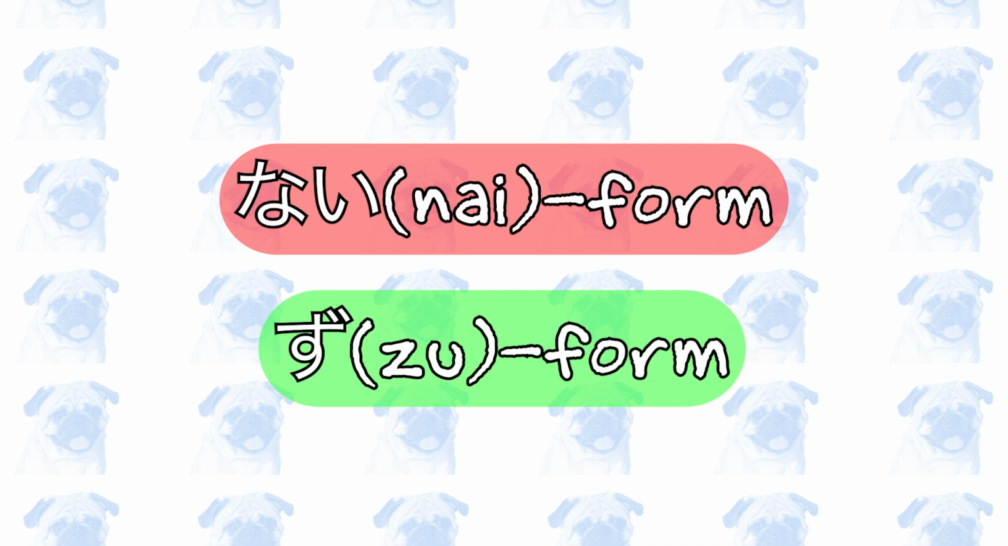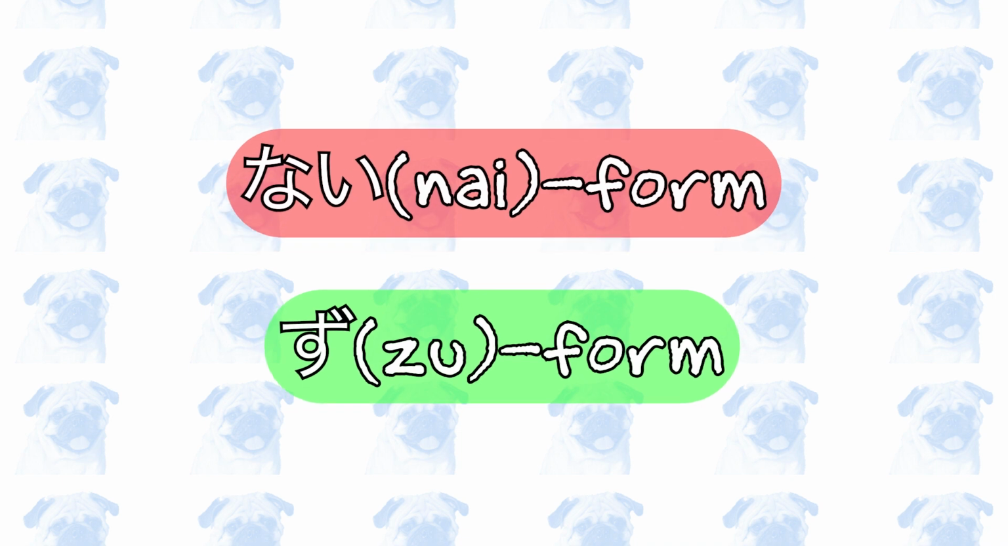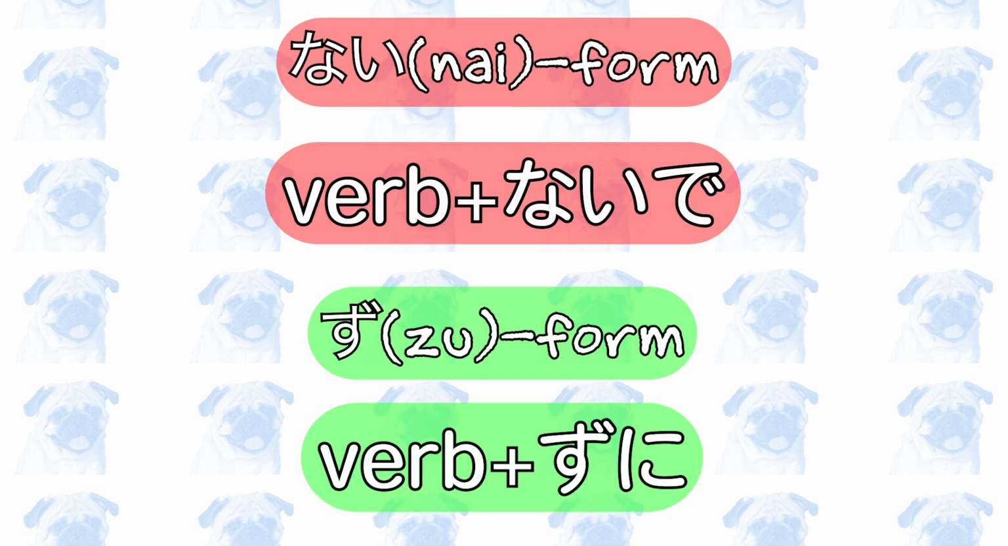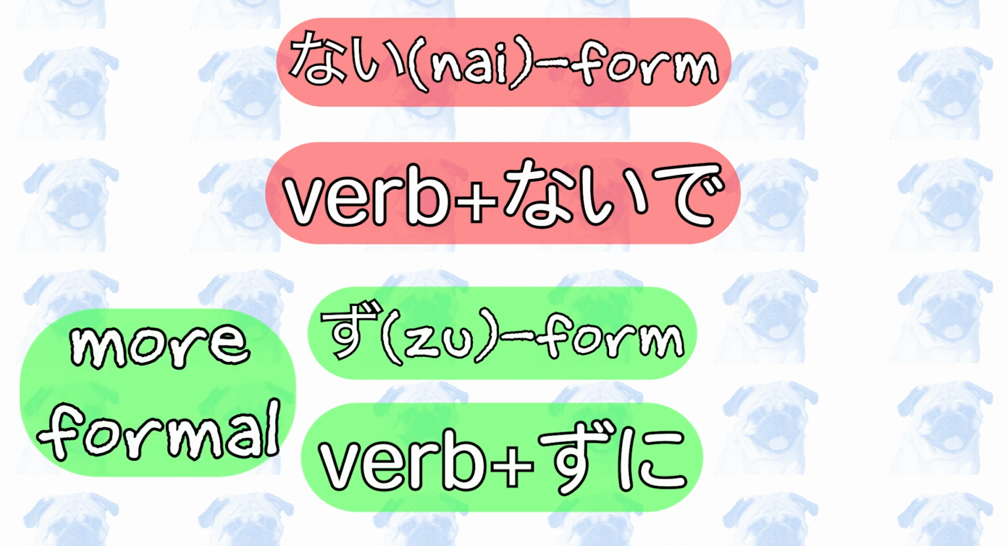Now that we are familiar with both verb forms, let's find out how to use them to say without doing or instead of doing. The phrase with the ない form is ないで, while the phrase with the ず form is ずに. Both these phrases have exactly the same meaning, but since the ず form is more archaic, ずに sounds more formal. Here are some example sentences to illustrate the use of these two phrases.